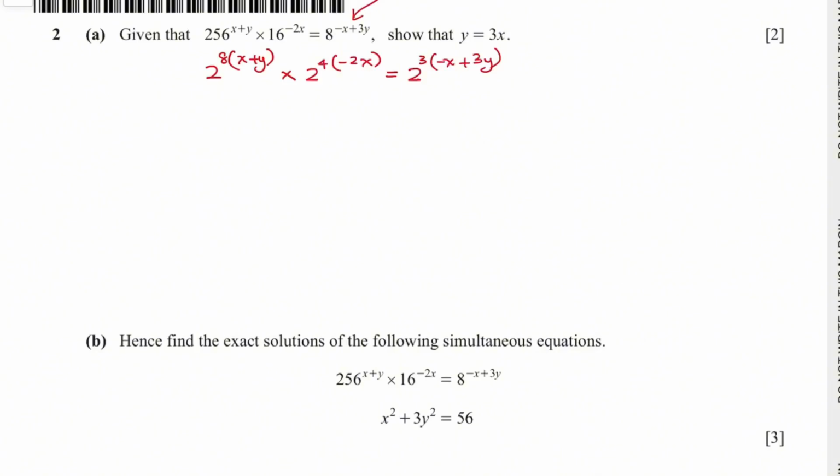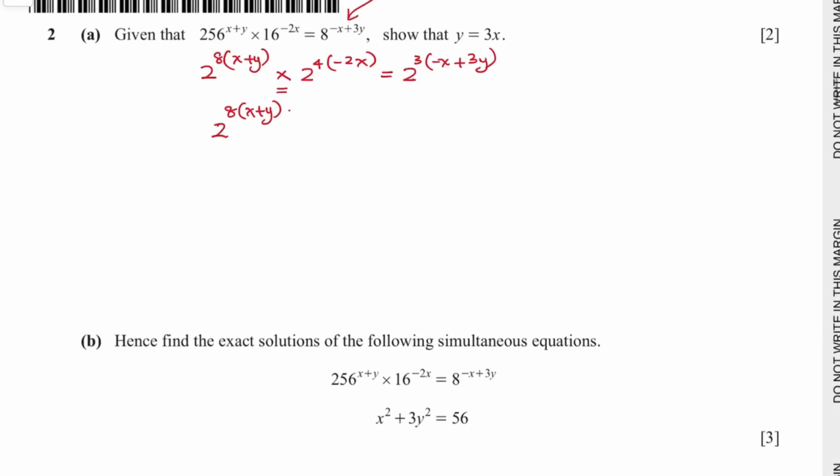Now, since you have the base to be the same, you can operate the indices. When you have the same base with multiplication, what happens to the indices? You're going to add the indices together, right? So it will be 2 to the power of 8x plus y to be added with 4 times negative 2x, which is equal to 2 to the power of 3 negative x plus 3y.